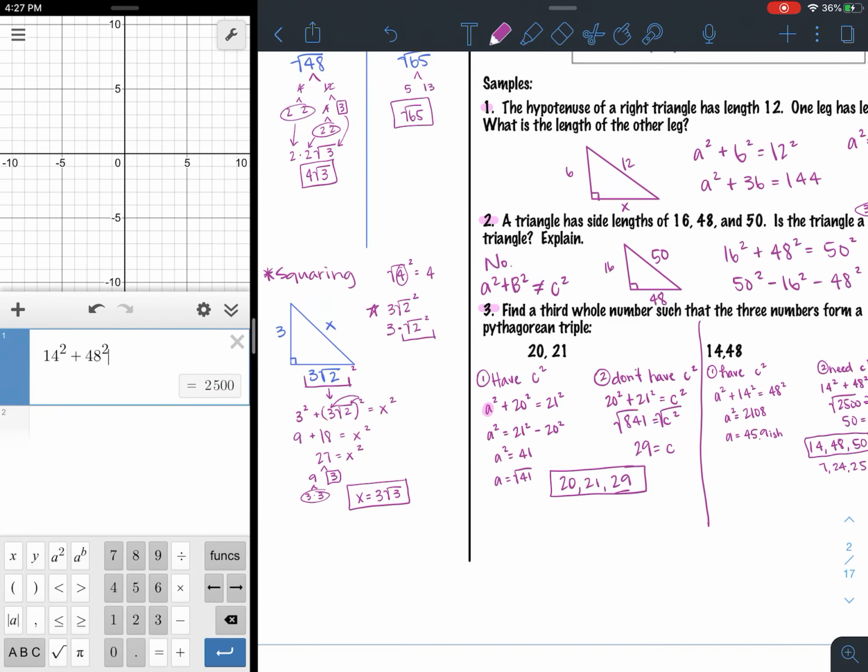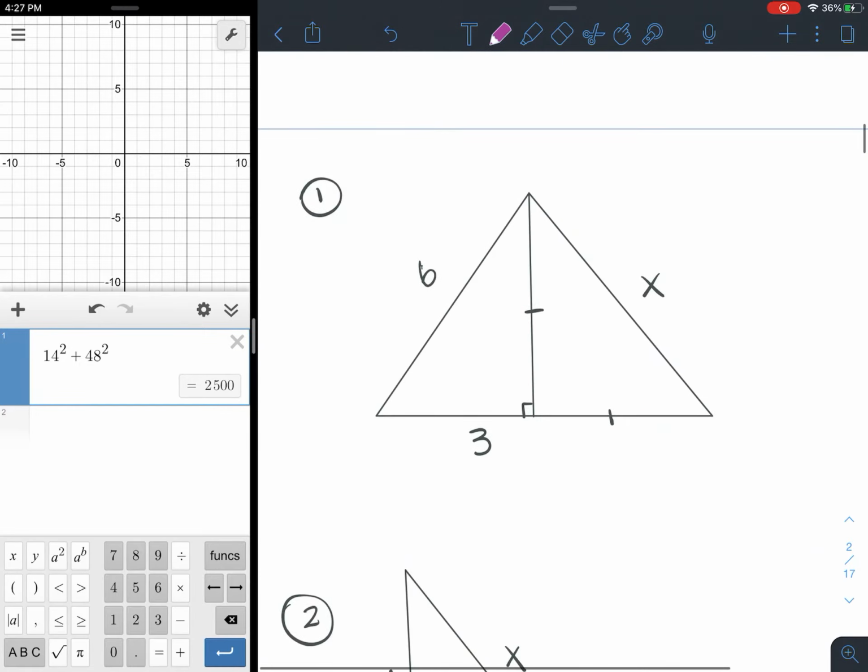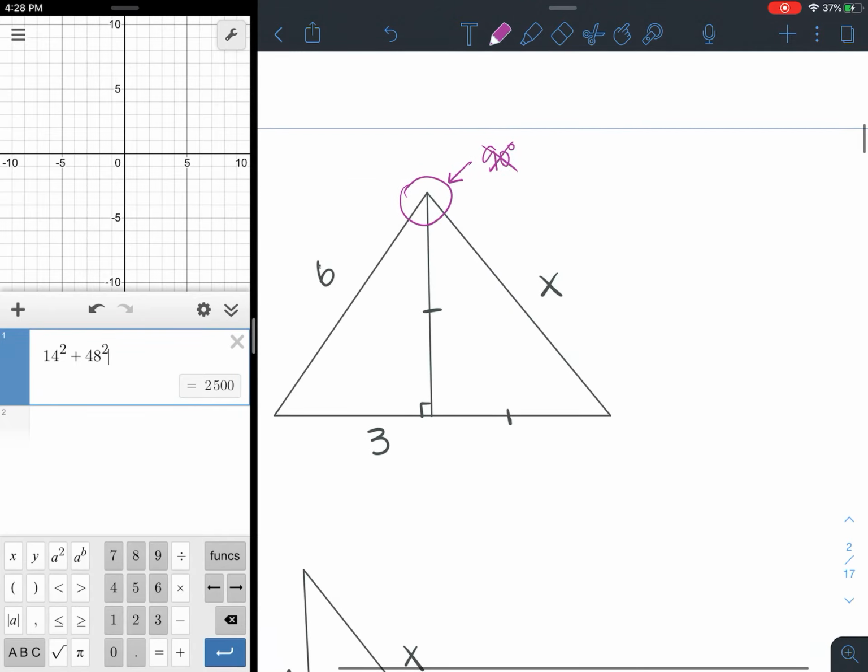I added an extra page here just so that we could do a couple more examples before we go for today. So I've got this set up here. I need x, and I cannot ever assume that this up here is 90 degrees unless it's marked as a right triangle with a little square. So no matter if it looks like a right triangle or not, if that's not there, don't make that assumption. So the first thing that we're going to need to find is this bridge here in the middle.